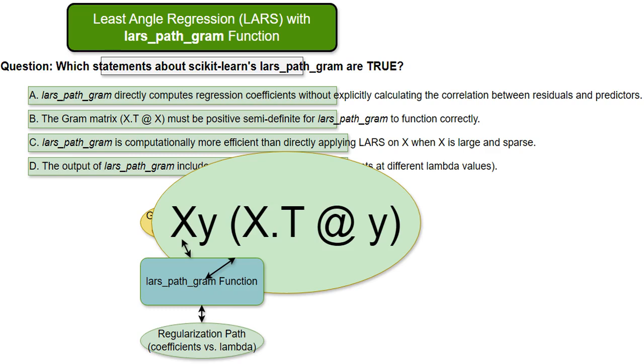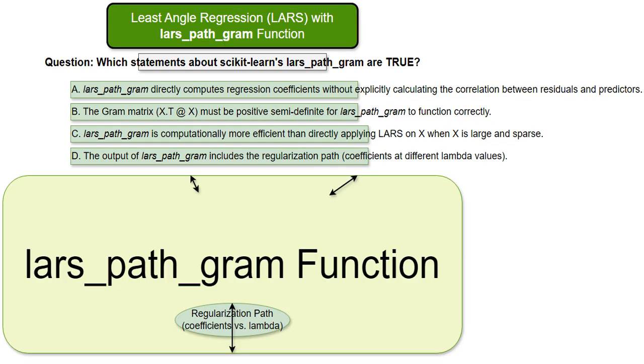This function is a smart implementation of the least angle regression algorithm. It cleverly uses the gram matrix to speed things up. Instead of working directly with the large data matrix, it leverages the gram matrix to calculate coefficients at different levels of regularization. I see the regularization path as a sequence of coefficient values. Each coefficient value is associated with a different value of the regularization parameter, lambda. It's like a movie showing how the model's coefficients adjust as we add more penalty to complexity. This helps choose the optimal balance between model fit and simplicity.